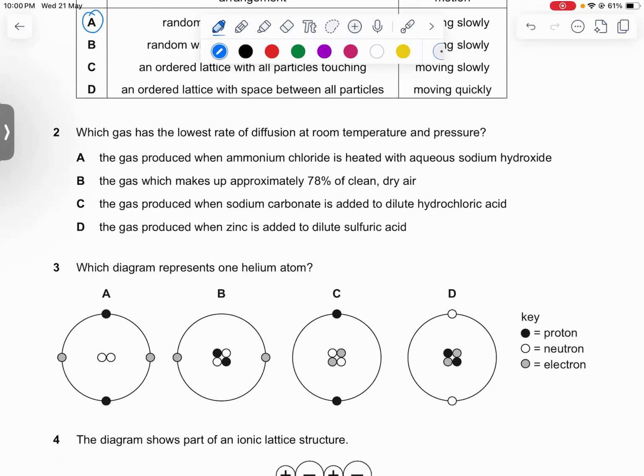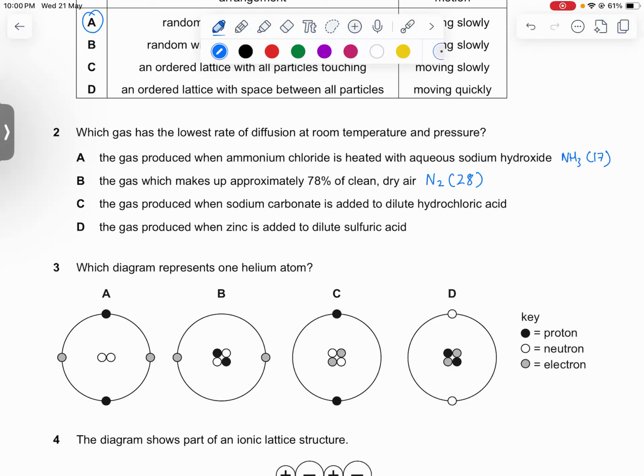Next question: which gas has the lowest rate of diffusion at room temperature and pressure? The gas produced when ammonium chloride is heated with aqueous sodium hydroxide. Well, that produces ammonia, NH3, right? And ammonia has a mass of 17. Slowest rate of diffusion means the gas which is heaviest, so we are looking for the heaviest gas. The gas which makes up 78% is nitrogen, N2. One nitrogen has a mass of 14, two nitrogens have a mass of 28. So this is N2 whose mass is 28.